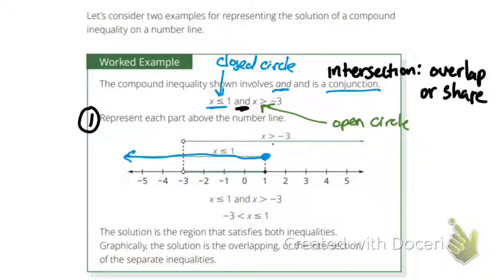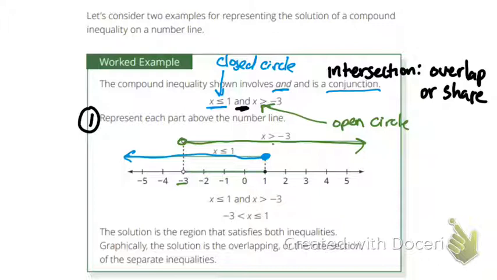So now we're going to have greater than -3. So we're going to have an open circle at -3, and we're going to go to the right. Everything greater than -3 goes to the right. All right, so we have each part. Each part is graphed above the number line. But what is the answer to this?